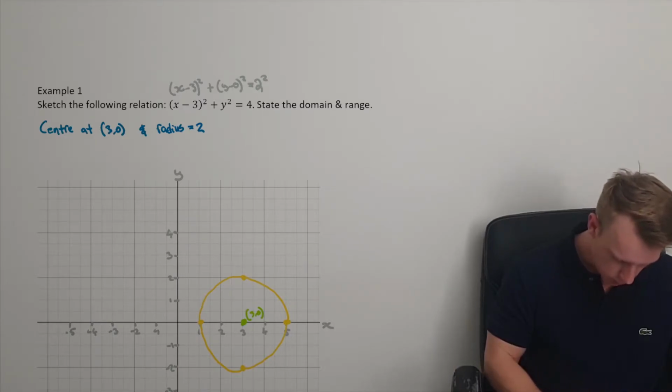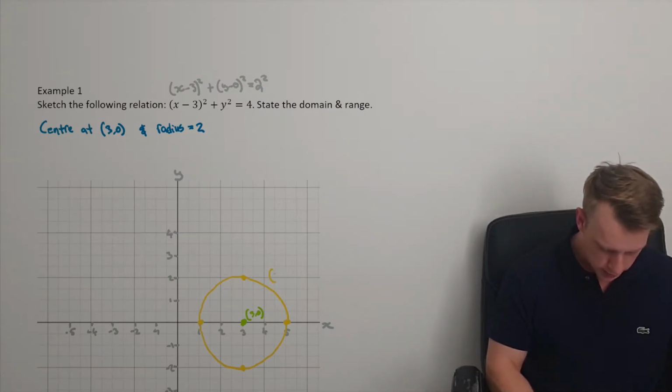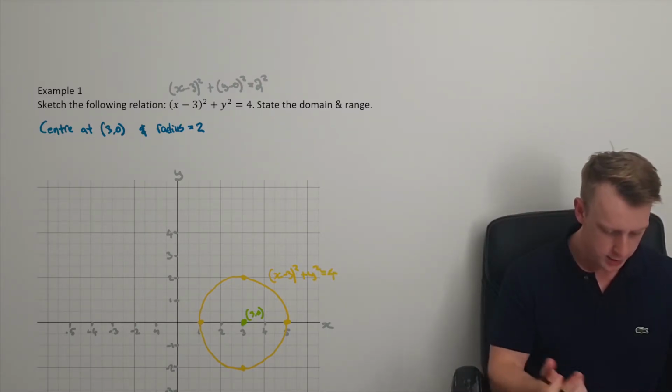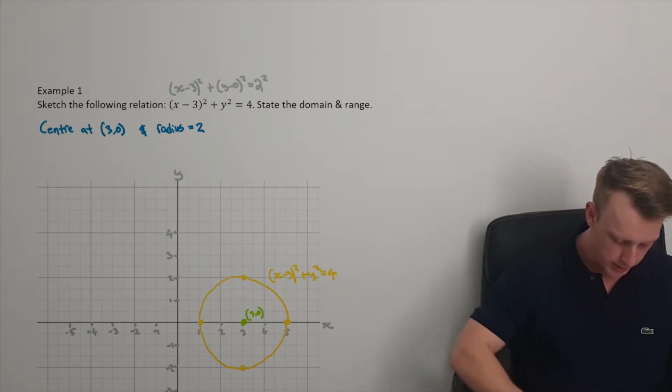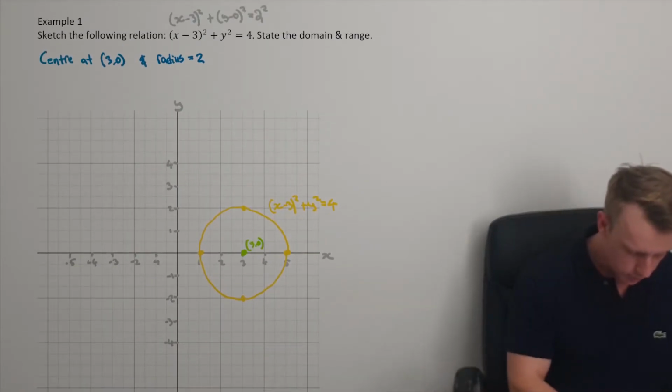Let me fix that. And so this is our circle, where we've got x minus 3 squared plus y squared equals 4. That's that relation. And then the domain. And so we can have a look here. We've got our domain.